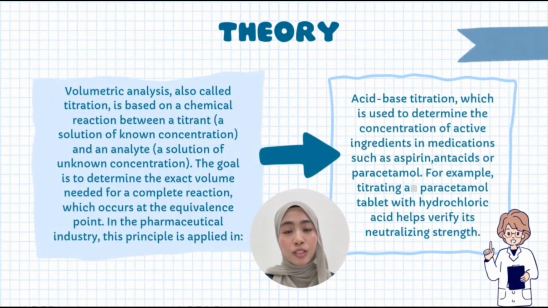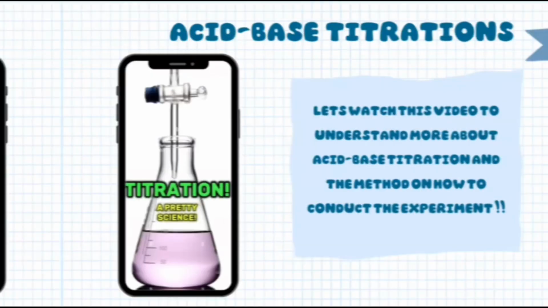Now, let's move on to the theory. Volumetric analysis or titration involves a chemical reaction between a titrant of known concentration and an analyte of unknown concentration. The purpose is to find the exact volume needed for the reaction to reach the equivalence point. In the pharmaceutical industry, this method is applied in acid-base titration to determine the concentration of active ingredients in medicines such as aspirin, antacids, or paracetamol. For example, titrating a paracetamol tablet with hydrochloric acid helps verify its neutralizing strength.